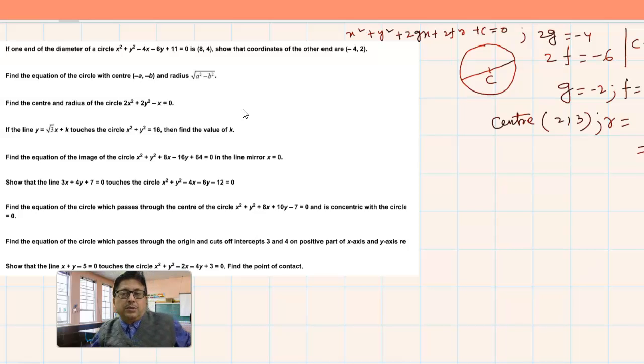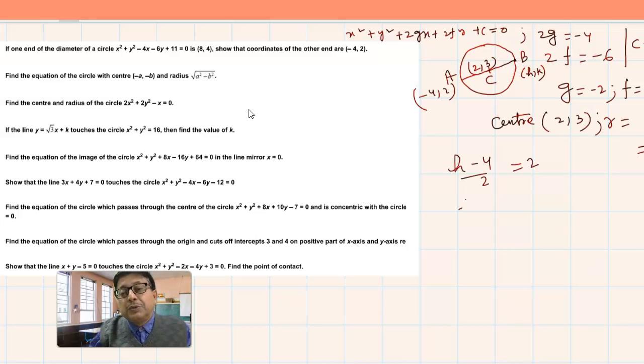Root 2. So if we know one end of the diameter as (minus 4, 2), the other end can be obtained quickly and easily. Because the center coordinate we got is (minus g, minus f), which means (2, 3). The center has coordinate (2, 3). The other end we don't know. Let the other end be (h, k). In the diagram, I am taking this point with coordinate (h, k). So (2, 3) is going to be the midpoint. Then by using the midpoint formula, h minus something is 2.